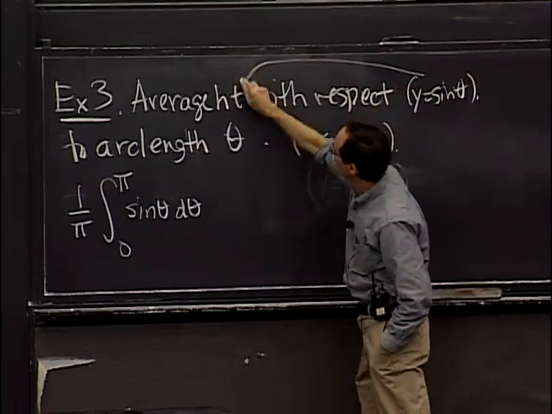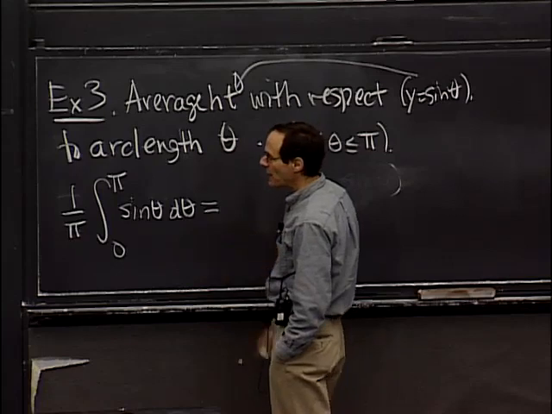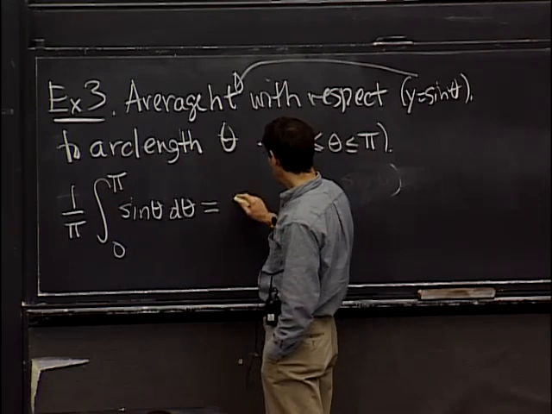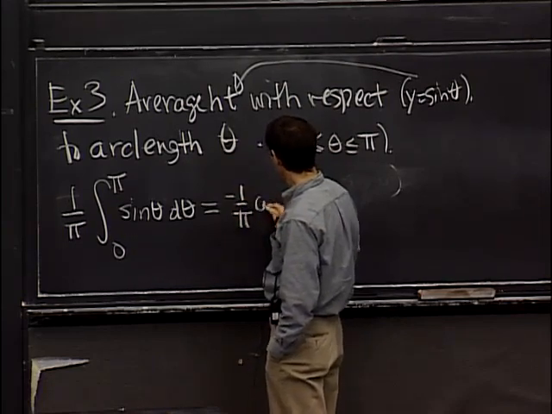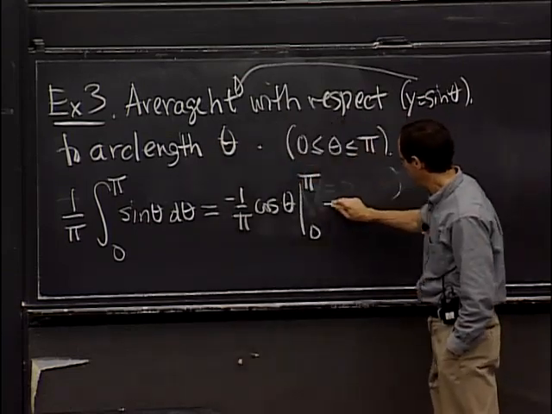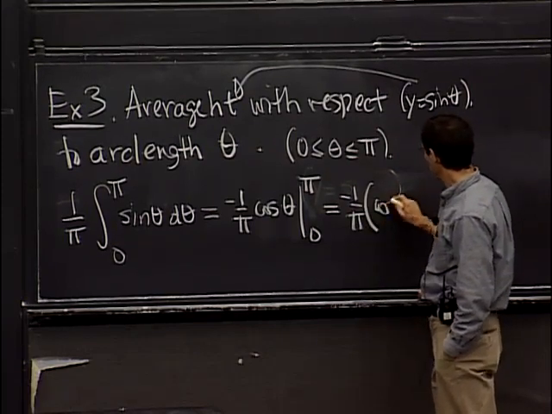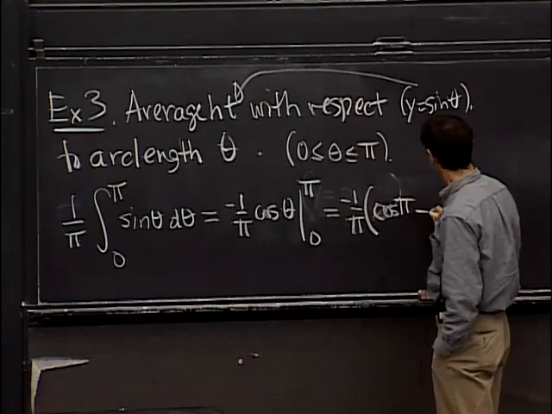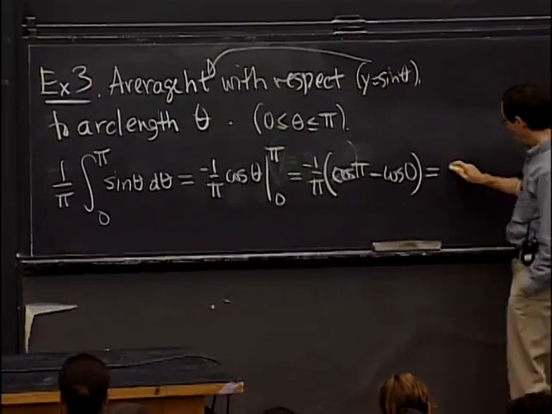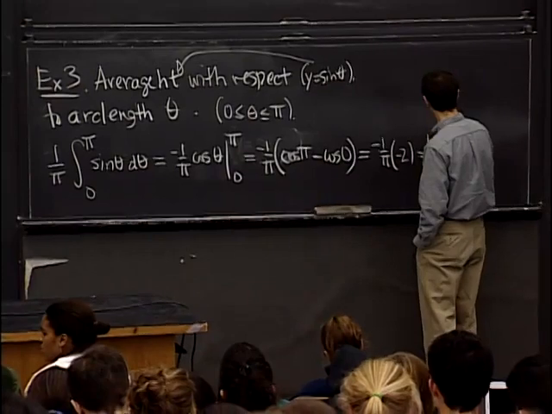So that's the formula for the height. All right, so let's work it out. This one, we have the advantage of being able to work out because we know the antiderivative of sine theta. It happens with this factor of pi, it's negative cosine theta. All right? And so that's negative 1 over pi times cosine pi minus cosine 0, which is negative 1 over pi times negative 2, which is 2 divided by pi.